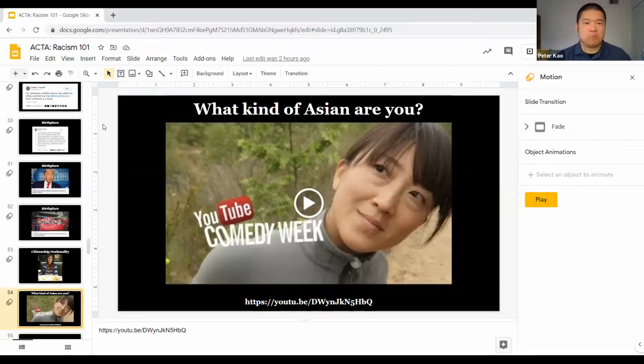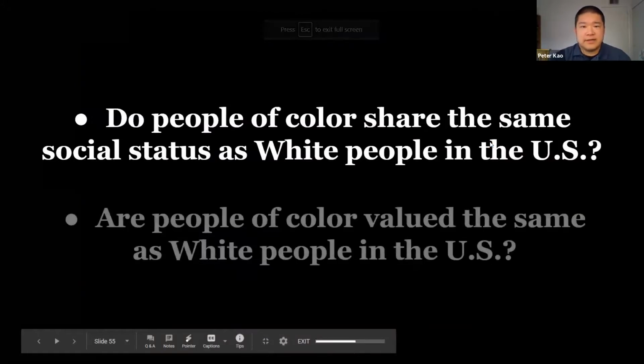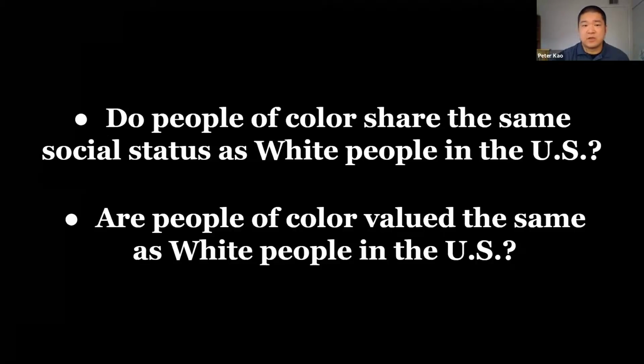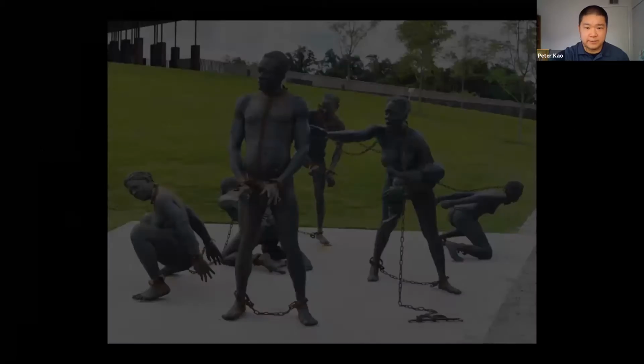And so when we have preconceived notions of people in regards to race, interaction might look like something like that. And so now comes the question, with this analysis, do people of color share the same social status as white people in the US? Are people of color valued the same as white people in the US? We just examined what's going on now, but let's also examine it through history, right?